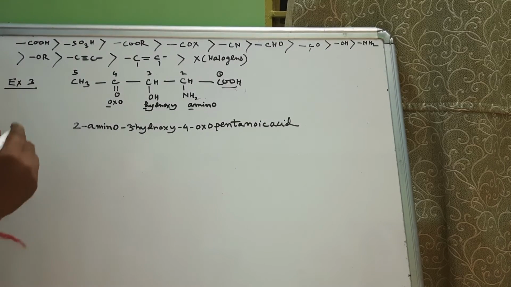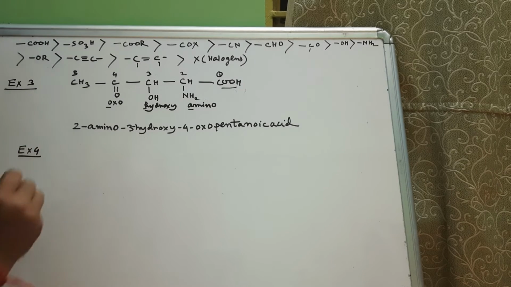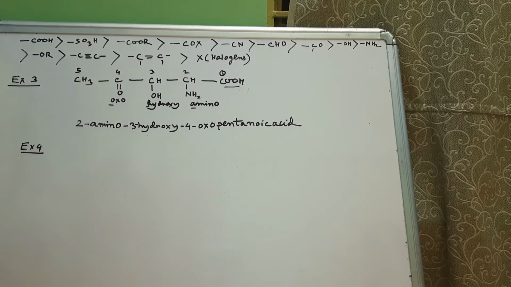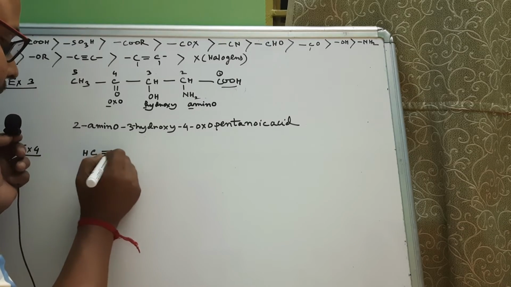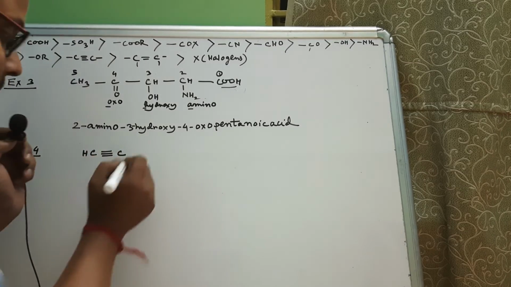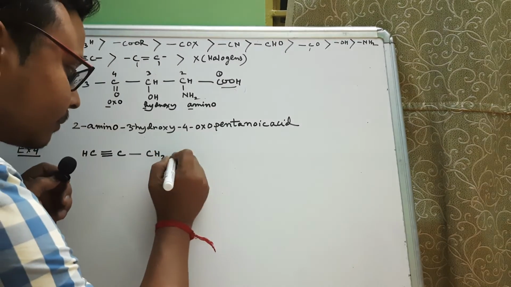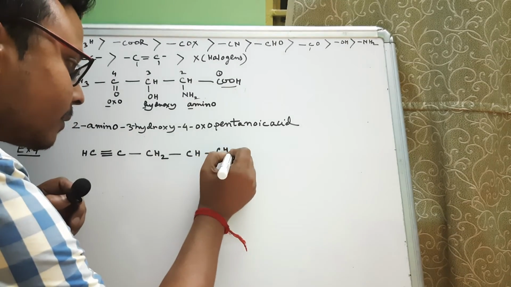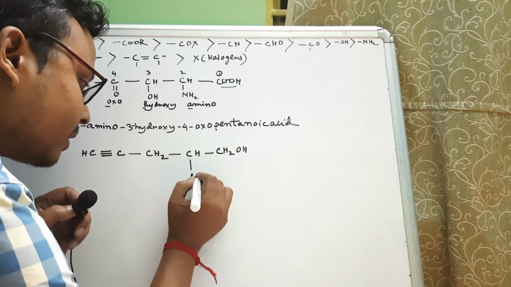Next example. Example 4: CH triple bond C, CH2, CH, CH2OH, and here it is CH3.